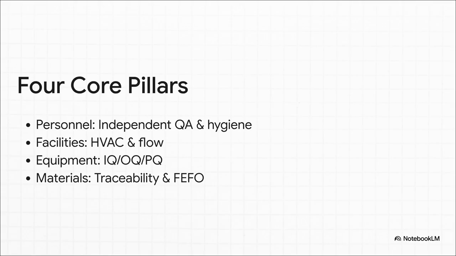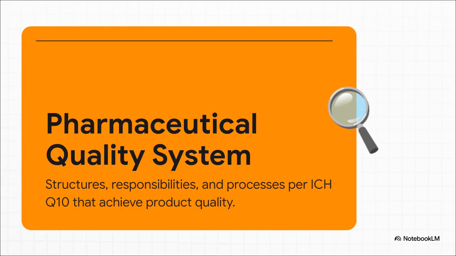Then we hit equipment, covering critical qualifications, your IQ, OQ, and PQ, plus validated cleaning. And finally, materials management. We're talking total traceability, strict quarantine protocols, and FIFO, first expiring, first out stock rotation. But how do those 4 pillars actually hold together? Well, that's your pharmaceutical quality system, or PQS, defined by the ICH Q10 standard.